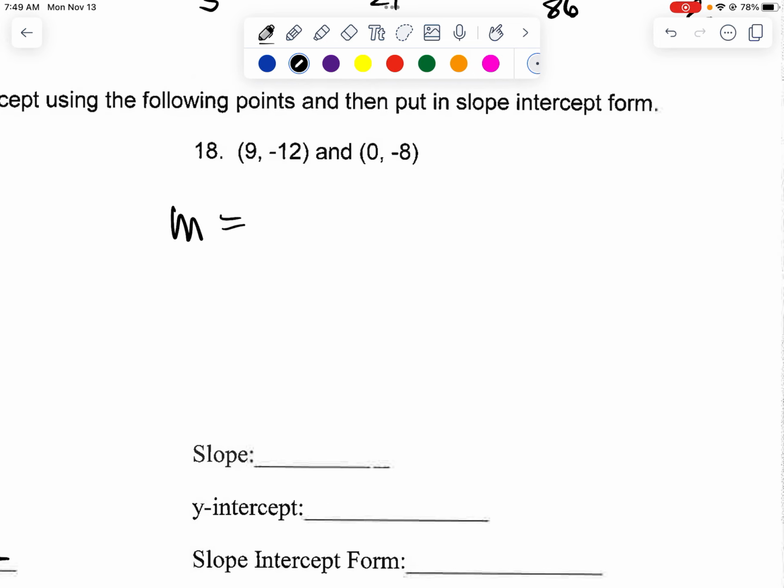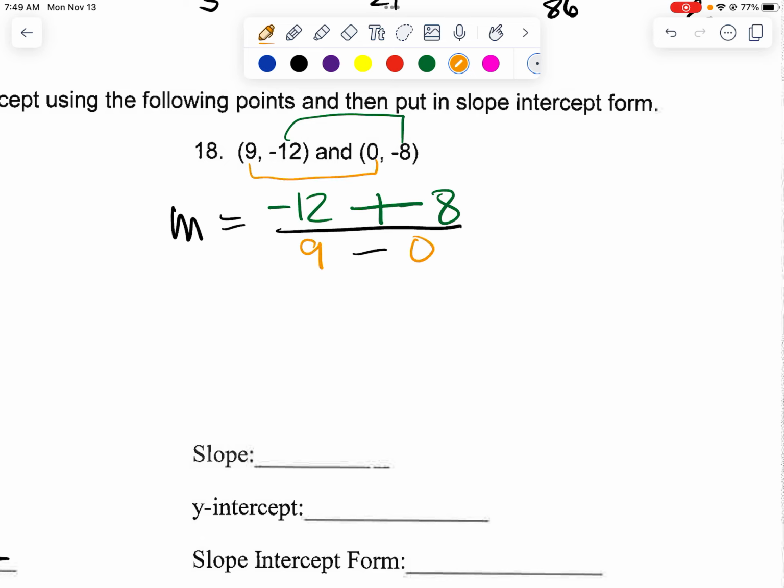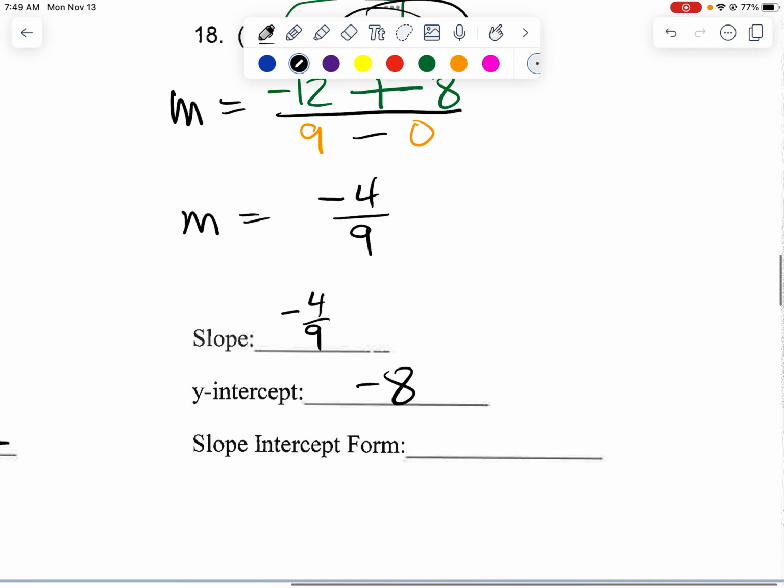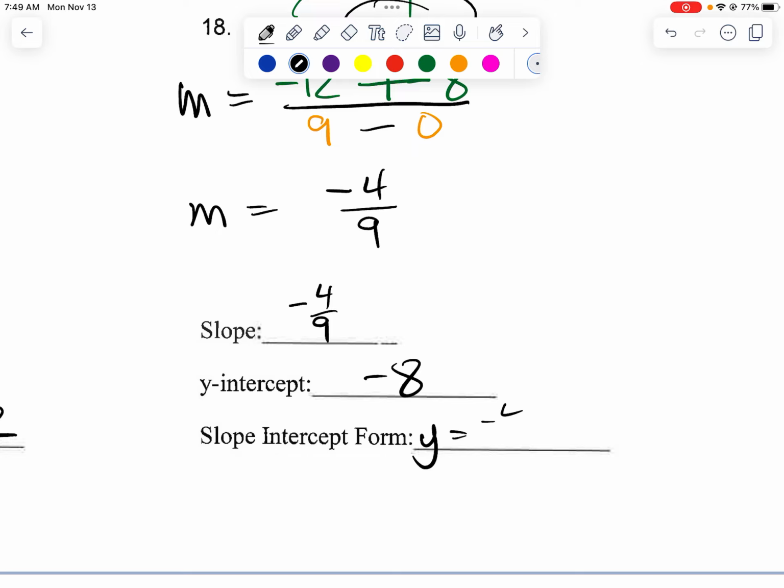This one, I messed up on that last one, but that's okay with color coding. Make that a plus sign. Then I take these two and I subtract. 9 minus 0. So that's going to give me -4 over 9. So -4/9 is my slope. My y-intercept is right here. So -8. So y equals -4/9 x minus 8.